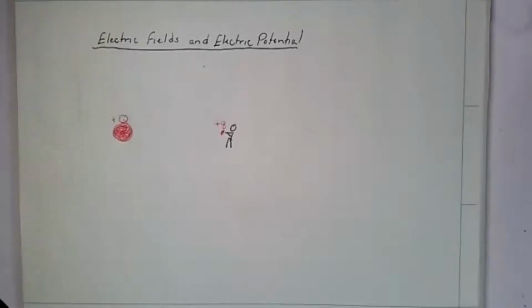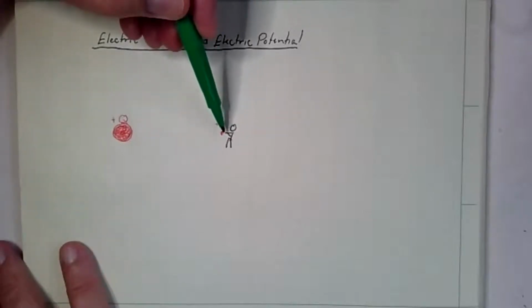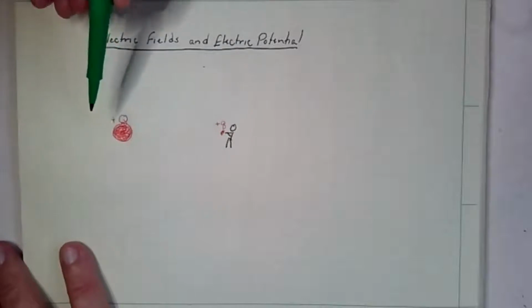In this video, we're going to take a look at the relationship between electric fields and electric potential for point charges and for lines of charge, two common charge distributions. We'll start off by taking a look at our little stick figure friend here who wants to add on to a pile of charge that's already here.